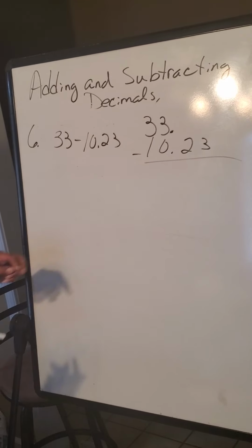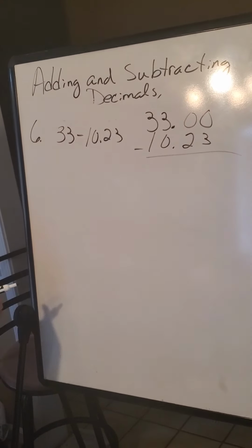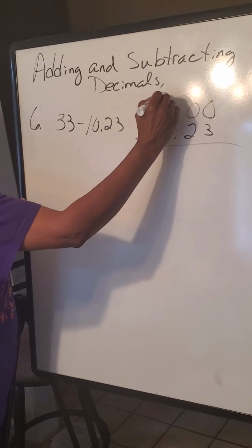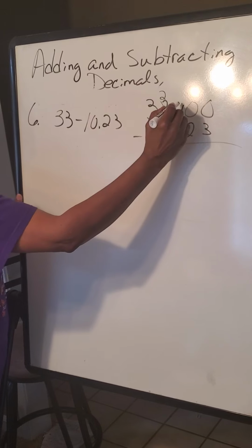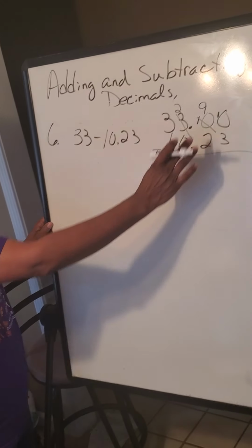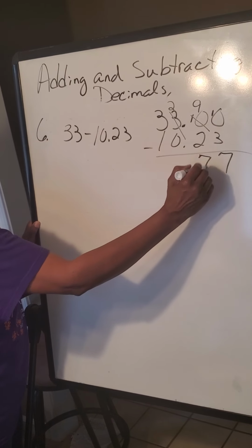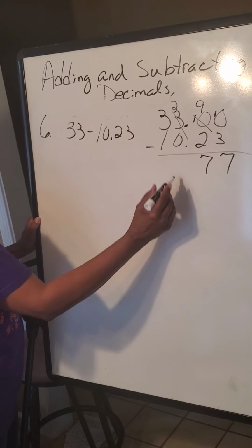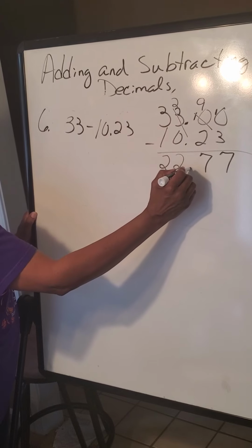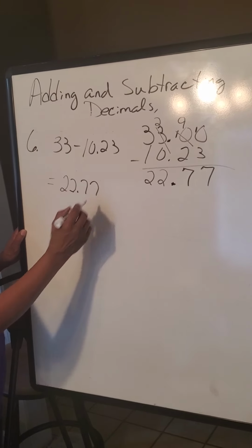Line the decimals up. I need to subtract. I need something to subtract the 2 and the 3 from, so I'm going to add some zeros. Okay? I'm going to go here, and this becomes a 2. That's a 10. Now that becomes a 9. That's a 10. Now let's subtract. 10 minus 3 gives us 7. 9 minus 2 gives us 7. 2 minus 0 gives us 2. And 3 minus 1 gives us 2. And bring the decimal down. So my exact answer is 22.77.